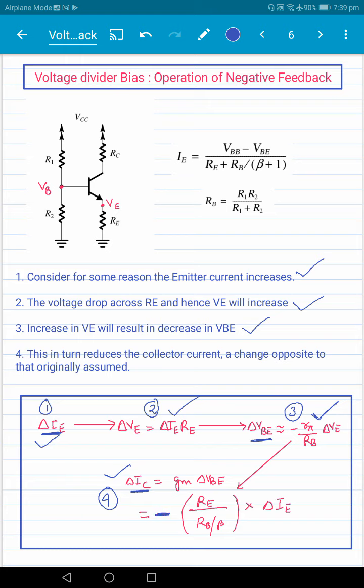All right, so this is how, for example, the negative feedback works in reducing the sensitivity of the collector current to the current gain beta of the transistor here. All right, so let's stop here.